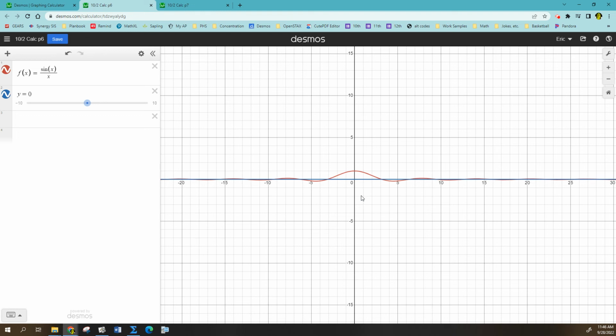Okay, and a slant asymptote would act the same way. Now, a vertical asymptote, you can't cross. You're exactly right about that. It doesn't cross in that one.